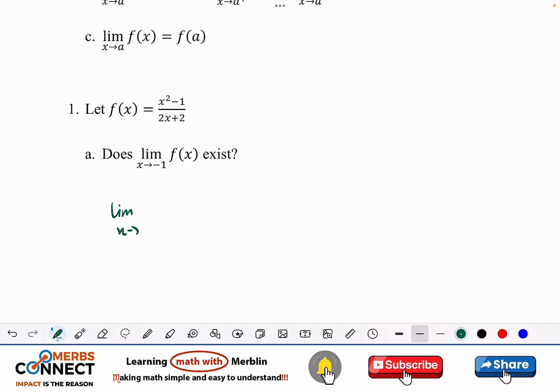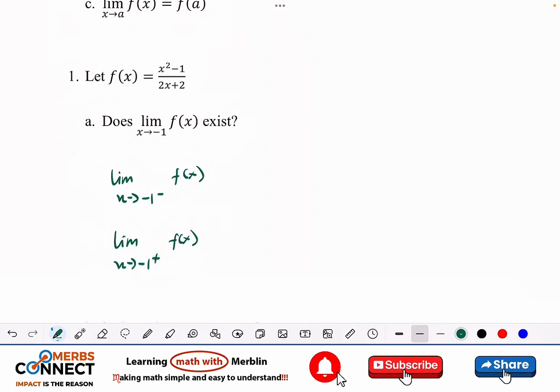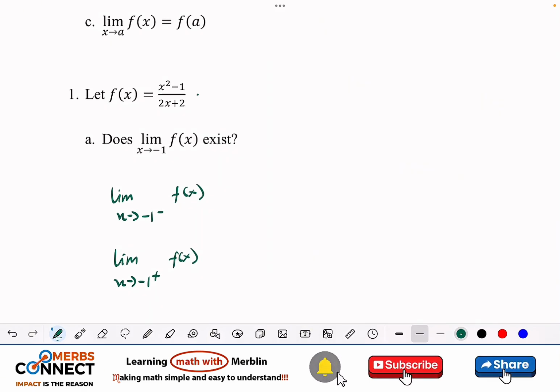Limit as x is approaching -1 from the left of f of x, and we also need to conclude on limit as x is approaching -1 from the positive of f of x. But what is this function? Let's see if we can simplify f of x, because we are taking a limit.